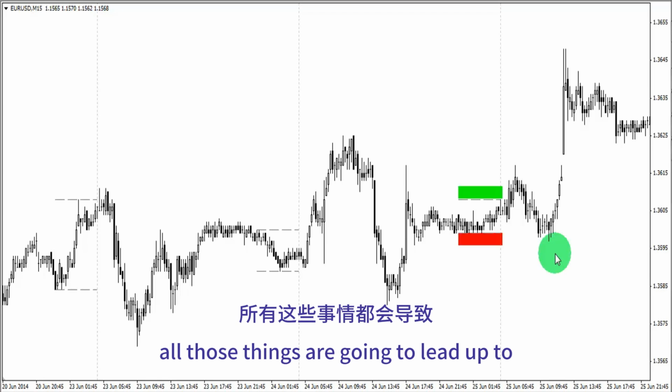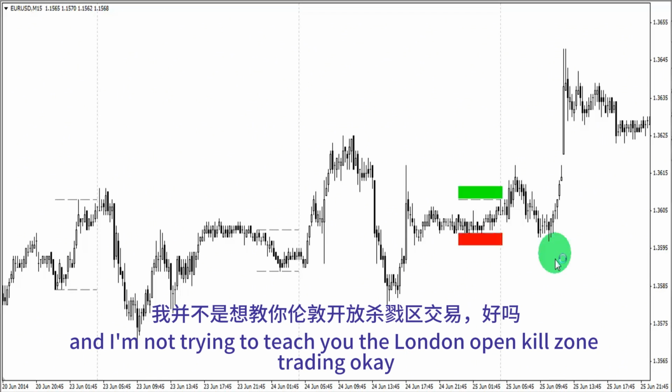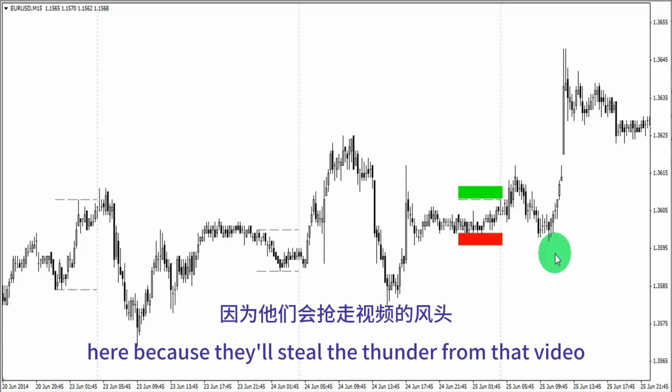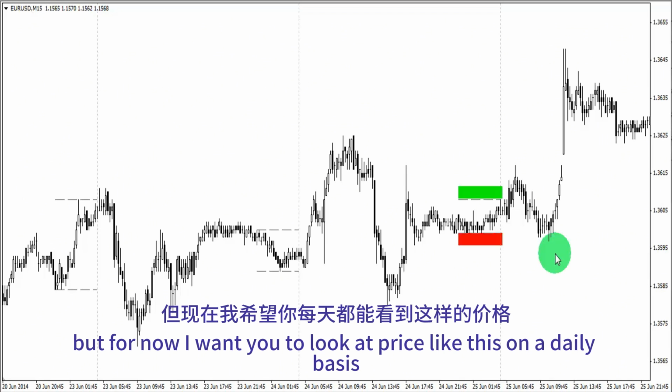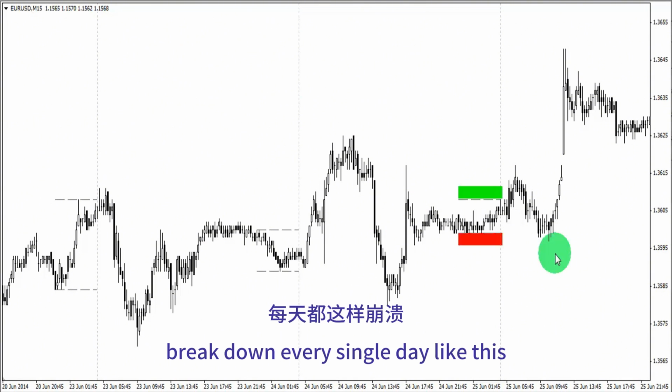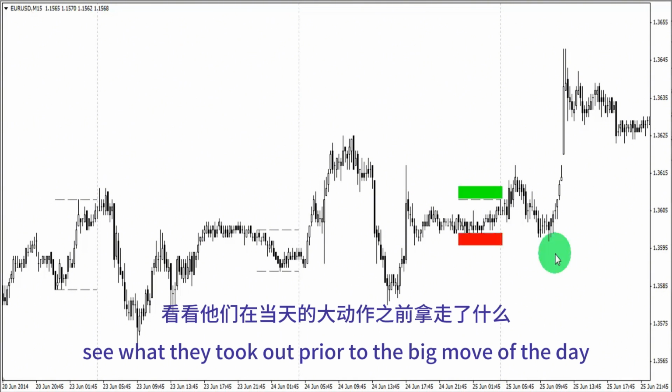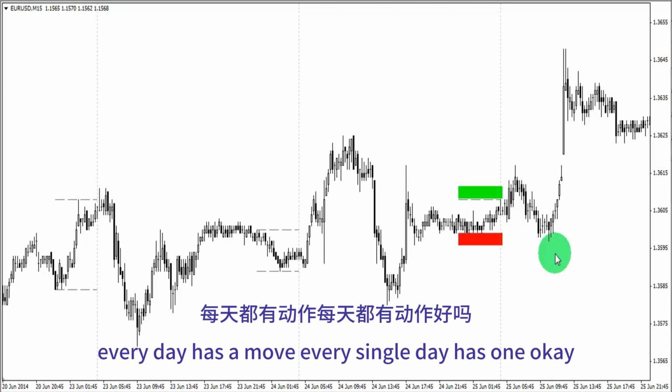All those things are going to lead up to, and I'm not trying to teach you the London Open Kill Zone trading here, because it'll steal the thunder from that video. But for now, I want you to look at price like this on a daily basis. Break down every single day like this. See what they took out prior to the big move of the day. Every day has a move. Every single day has one, okay?